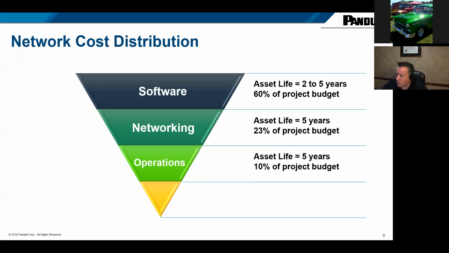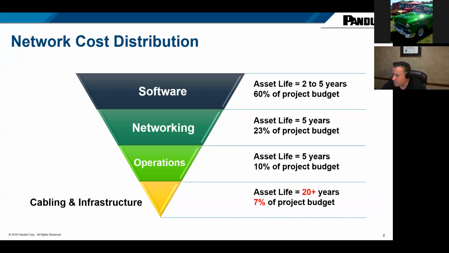And last is what Panduit loves to focus on. We are infrastructure experts, and the cabling and infrastructure aspect of any project is its smallest dollar component, about 7% of any typical project, but it also has the longest longevity at 20, 30, 40 years. If you do the network infrastructure backbone correctly, that backbone can possibly survive the life of the building. Right, so it's very important to not neglect the infrastructure, the bottom of the triangle.